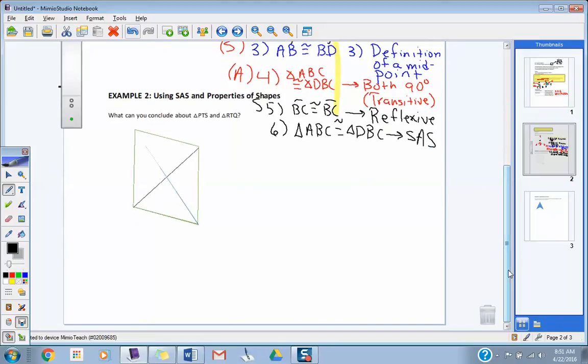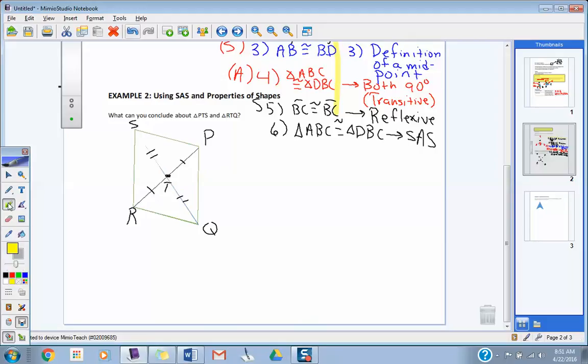Example 2 says, use your side angle side congruence theorem and properties of shapes. So it says, what can you conclude about, help me out please guys, up top here is S, P, Q, R. T must be at the center. Please help me with my marks here. S and Q have 2. So S to T is too long. All right, so that's what you have in the diagram. Is that correct? Okay, so the question becomes, what can you conclude about triangle PTS?